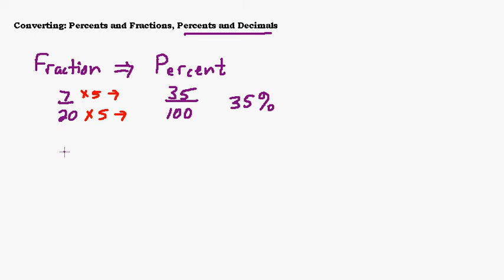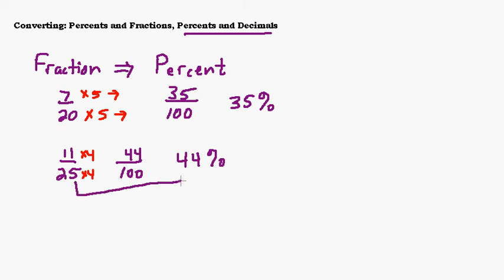Let's do, how about 11 over 25? Is that one where we could get 100 on the bottom, change it to hundredths? It is. Can you do that real quick? What would you multiply by? Times by 4. So you get times by 4 on the top. You get 44 on the top. So what's your percent? That's right, 44%. There's one way to change a fraction to a percent.